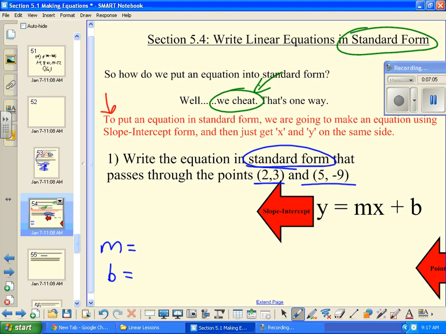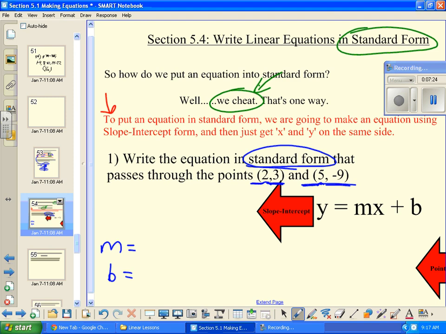Well, again, they didn't write in that information. They didn't give me the slope, and neither of these points is the y-intercept because neither of them has a 0 at the beginning. This is (2, 3), and that one's (5, -9). So neither of those points is the b. So in this case, I have to do some work here to find out what the slope and y-intercept are.